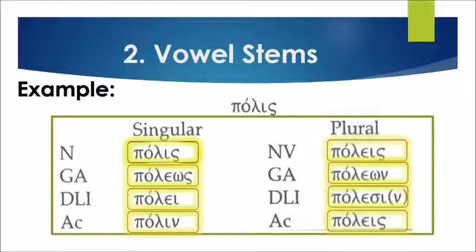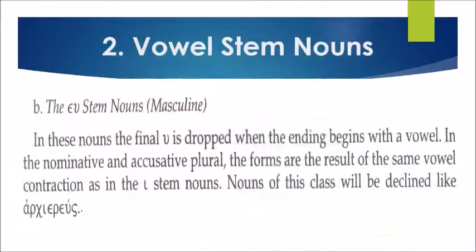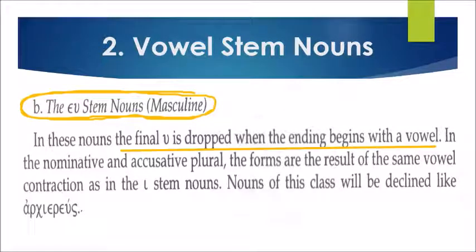Let's proceed to the second example, which is the eu stem nouns. In these nouns, the final upsilon is dropped when the ending begins with a vowel. In the nominative and accusative plural, the forms are the result of the same vowel contraction as in the iota stem nouns. Nouns of this class will be declined like archiereus.